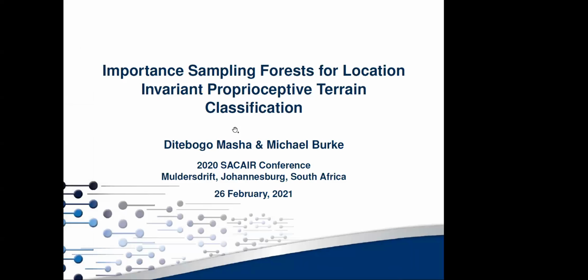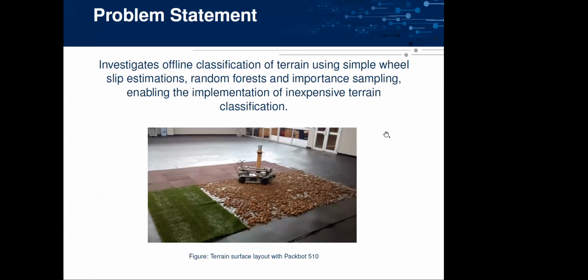Okay, so I'll be presenting a paper about importance sampling forests for location invariant proprioceptive terrain classification. The work forms part of my master's work that I completed in 2020. The problem statement for the paper was to investigate offline classification of terrain using simple wheel slip estimates, random forest, and importance sampling, and to enable the implementation of an inexpensive terrain classification.